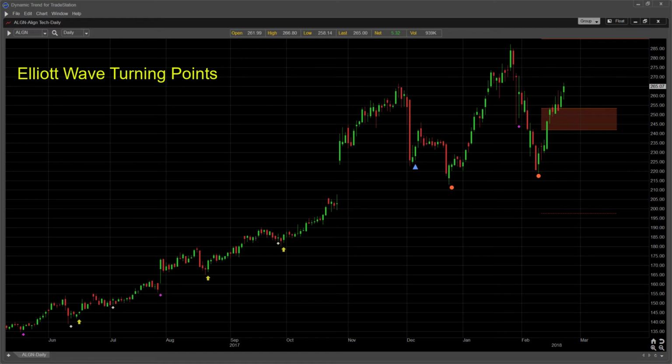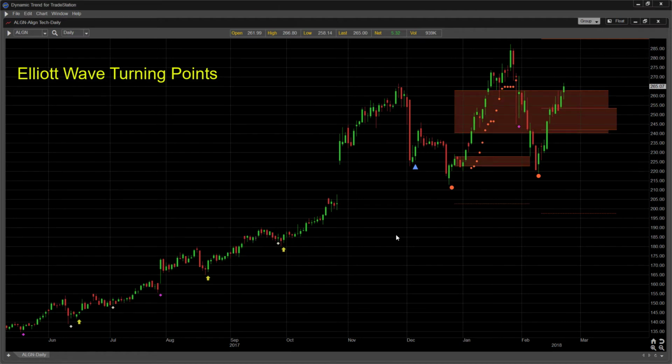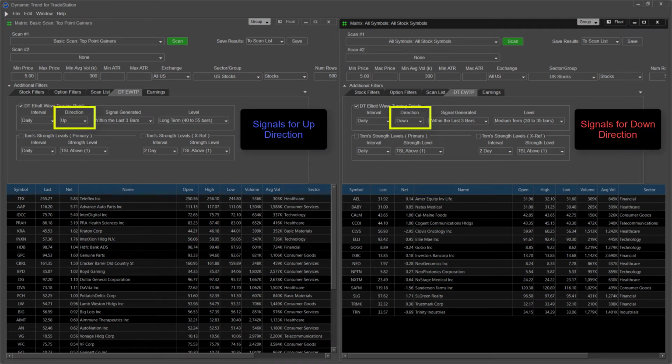Dynamic Trend includes real-time Elliott wave-based signals in the direction of the trend, along with target levels. The matrix scanner generates a current list of symbols with Elliott wave turning points in real time.